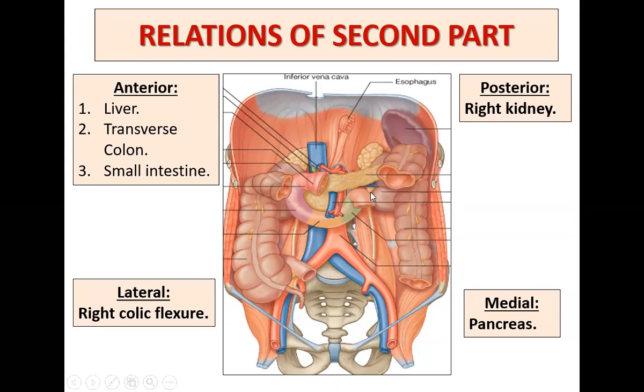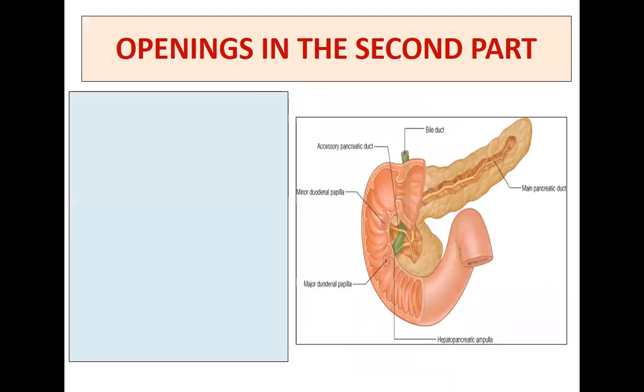Then medially, we have the pancreas. If you see here within this C shape, I said this duodenum is C shape. Within this concavity or C shape, you can see the head of the pancreas. Head of the pancreas, you can appreciate. So it is present medial. Okay. So these are the relations of the second part of duodenum.